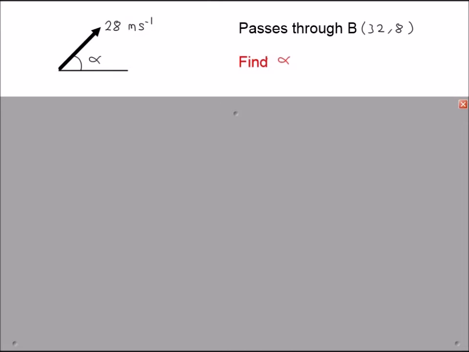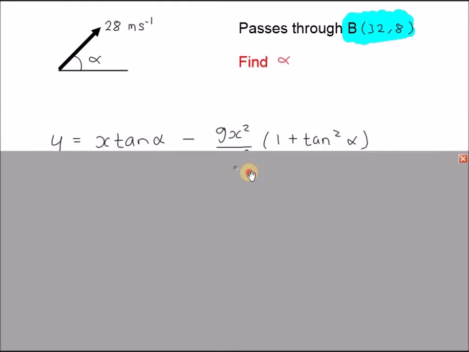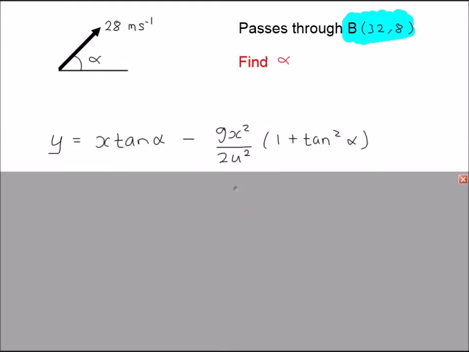So we have a particle that's launched at an initial velocity of 28 meters per second at an angle of alpha above the horizontal, and this particle passes through a point B with these coordinates. Because we have an x coordinate and a y coordinate, we need the equation for the trajectory of this particle. So here's the equation for the trajectory.